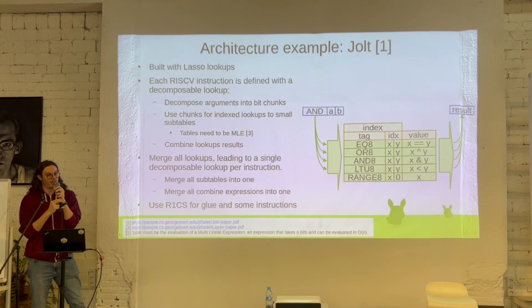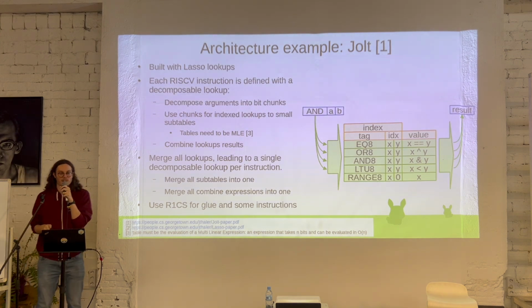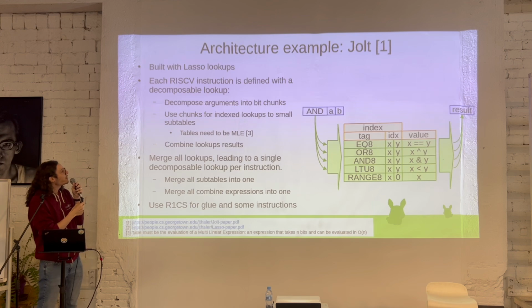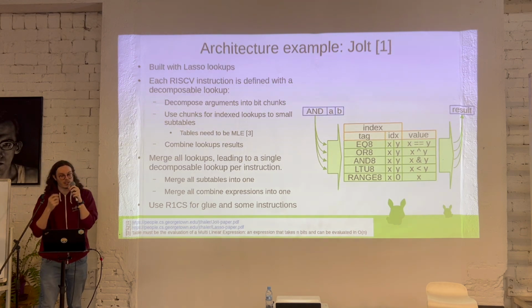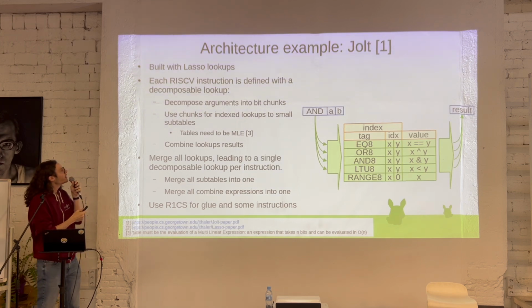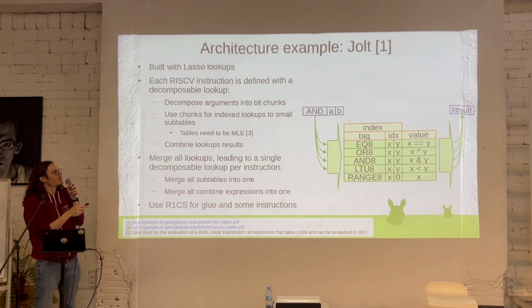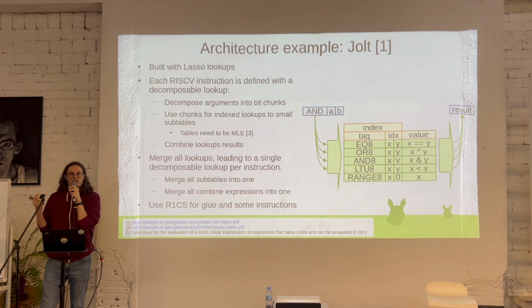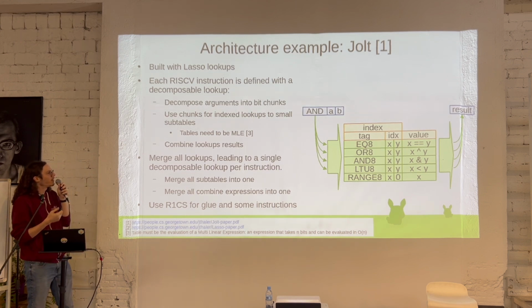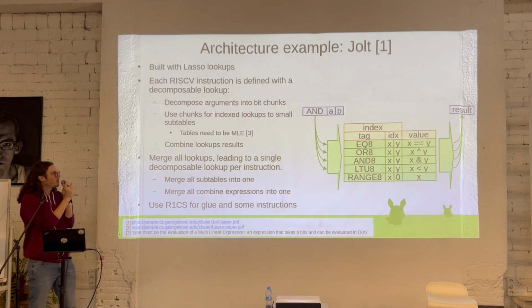Okay, now a different example of architecture is Jolt. Jolt is very peculiar because it's built with Lasso lookups. So in this case, for Jolt, every RISC-V instruction from the basic instruction set is defined with decomposable lookups. So what is a decomposable lookup? I tried to make an example diagram here. The idea is that you take the instruction with the arguments, and the arguments are going to be either 32-bit or 64-bit values coming from the registers or memory. And then these values are chunked into smaller parts, for instance into 8-bit values.